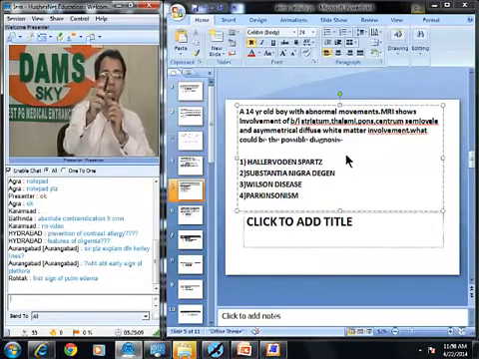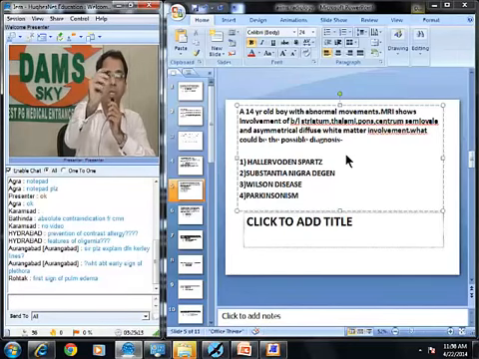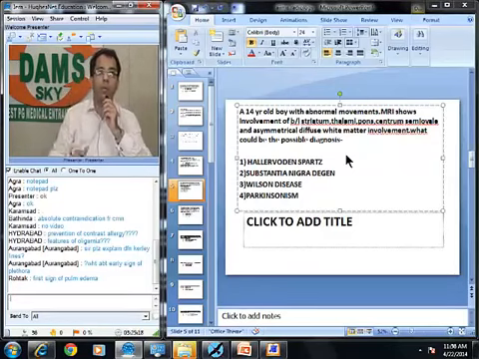Now we know first sign of pulmonary edema is, please remember, cephalization of blood flow. More flow in the upper lobe vessels.